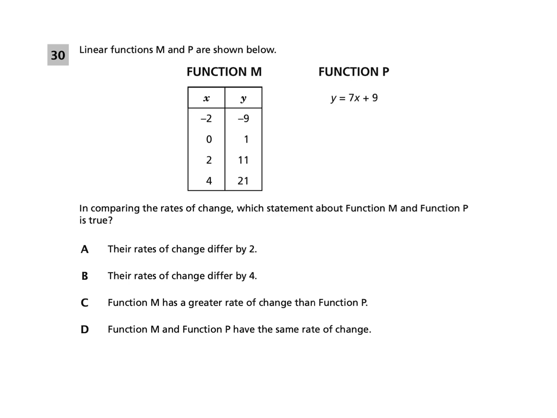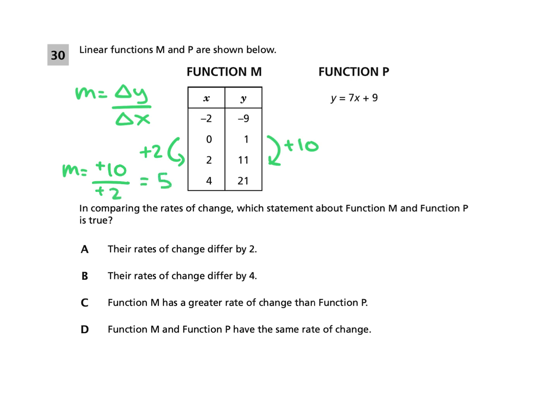Let's find function M first. Okay, so how do we do function M? Well, all we have to do is just find the change in x and find the change in y. M is equal to the change in y divided by the change in x. So m is equal to positive 10 or plus 10 divided by positive 2 or plus 2, which is just 5.